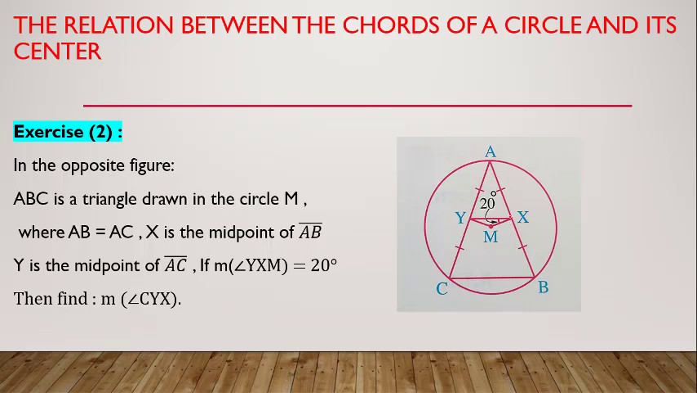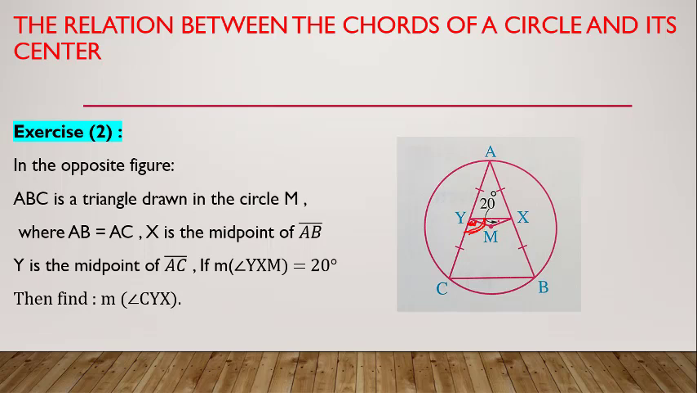I want the measure of angle CYX, this angle. Since X and Y are the midpoints of the chords AB and AC, this angle is a right angle. Okay, this angle here is a right angle. And also this angle is a right angle.